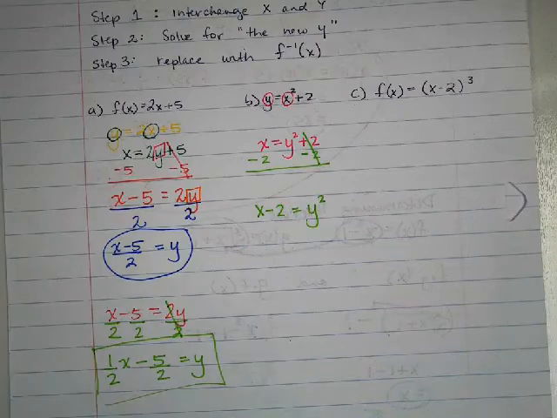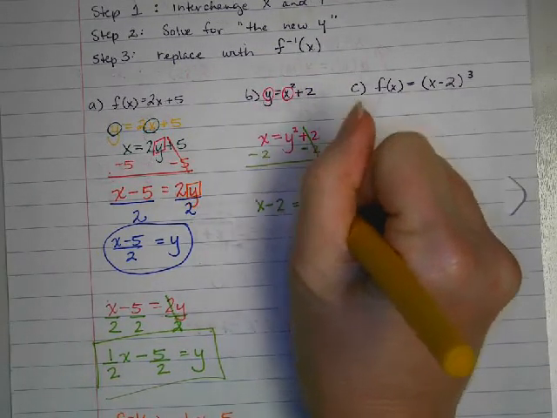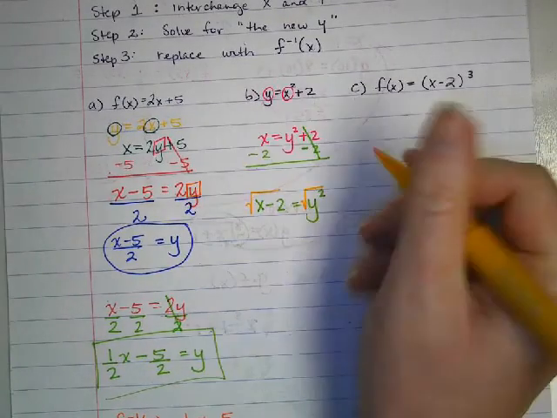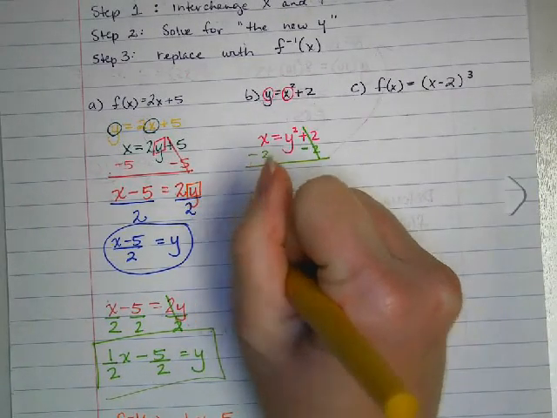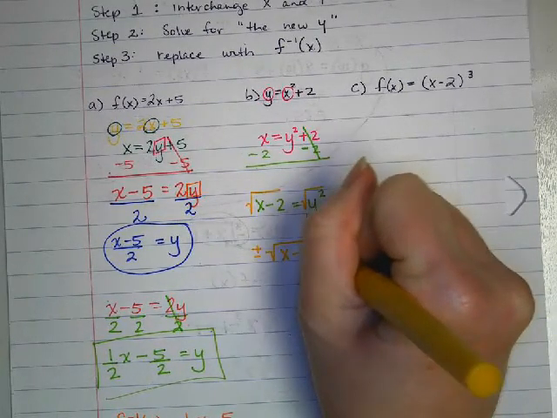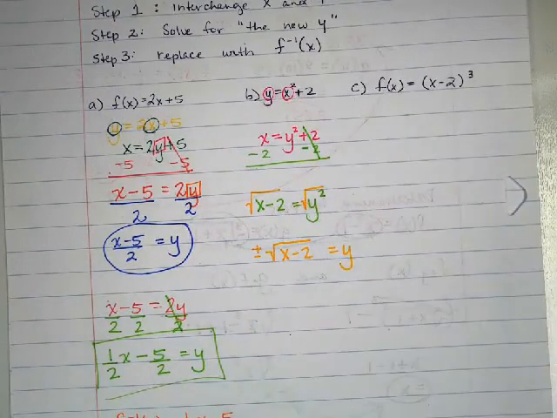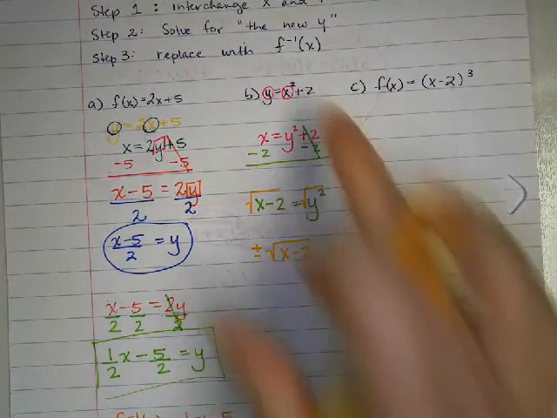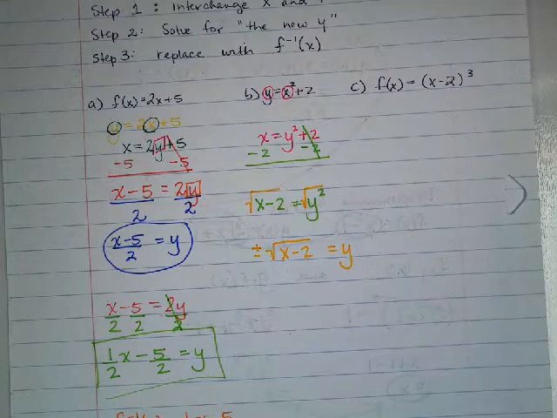Now, I still need to get y by itself. It's got that squared with it. I need to get rid of the squared. So I'm going to take the square root of both sides. When I do that, remember, you'll have a positive and negative square root of x minus 2 equals y. And that is all you can do on this one. You can't put back the notation because it is not a one-to-one function. So the inverse exists. There is an inverse. It's just that inverse isn't a function.